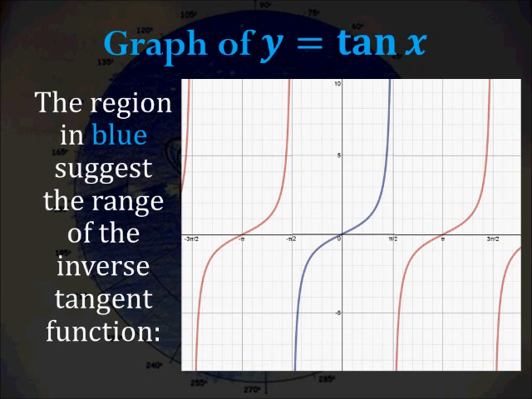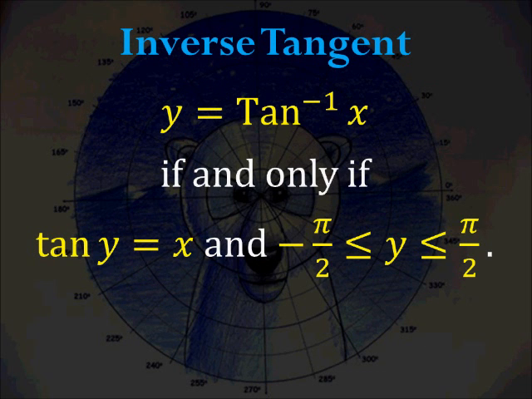The domain for the inverse is going to be all real numbers, but the range will be limited to the blue. We'll show you the graph in a moment. y equals the inverse tangent of x if and only if the tangent of y equals x and negative pi over 2 is less than or equal to y is less than or equal to pi over 2. So again, the range is between negative pi over 2 and pi over 2.